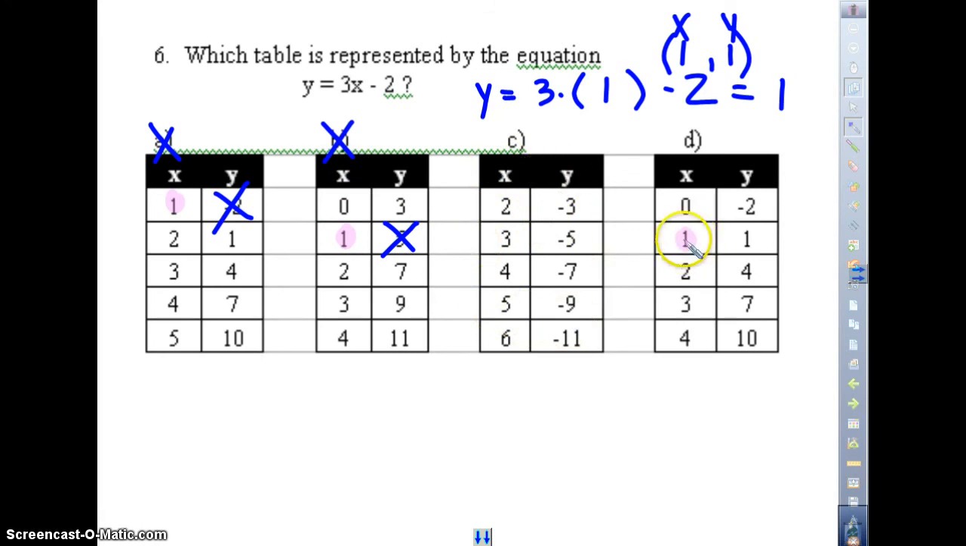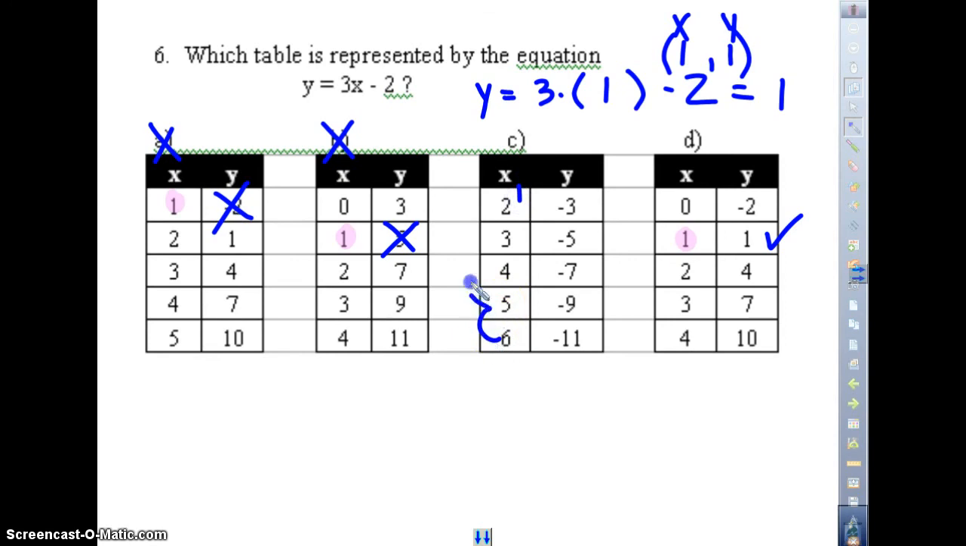Here I've got x1, y1. It could be this one, but I don't know. It could be this one also. I don't know what my values are here. It's kind of like they left 1 out. So I'm going to see if I can't put 1 back in this table.